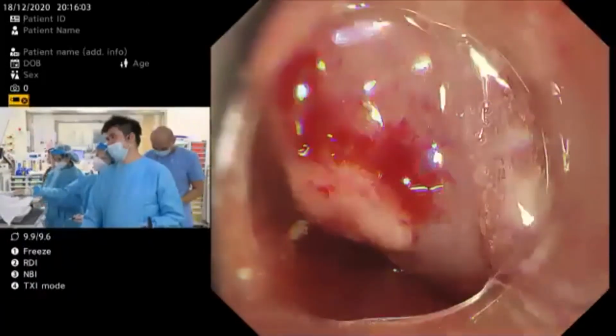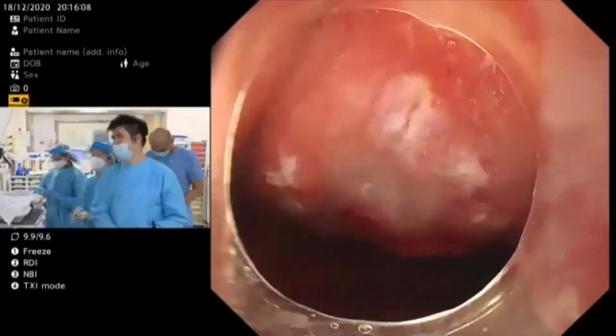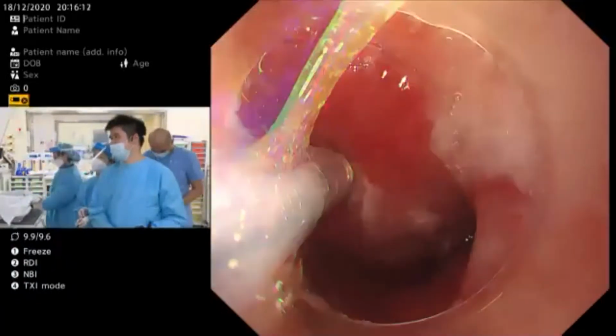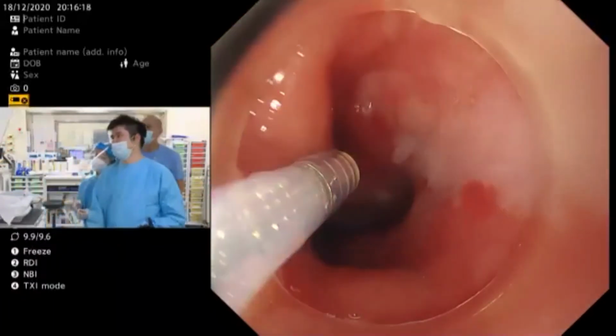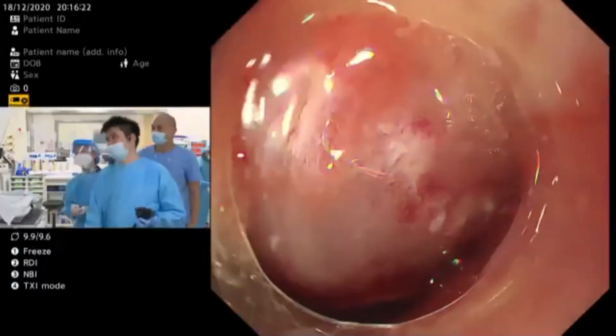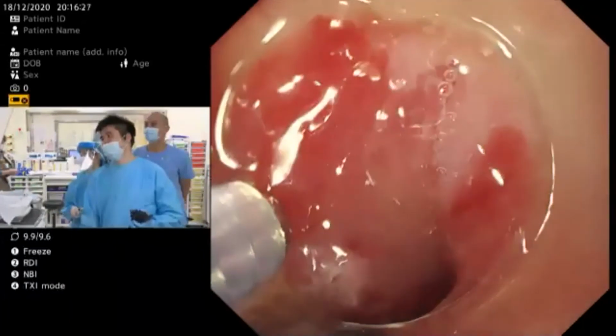So now I've almost completed the circumferential injection. So just here that I need to inject. So what would be your approach? You'll go from proximal or you'll go all around? In this lesion, on the lesser curvature side, I think I would just start circumferential incision, but from the retroflex view from the anal side.